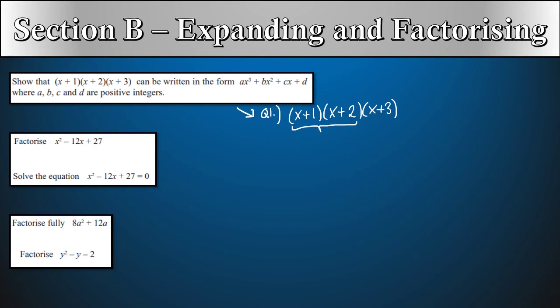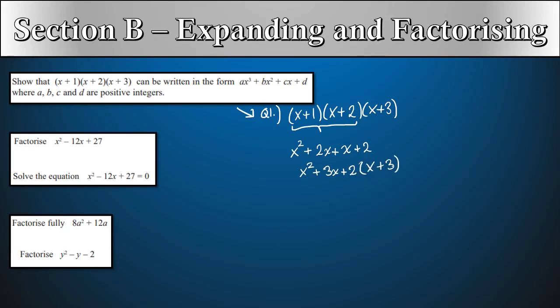So if I expand this double bracket first, so x times x is x squared, then x times 2 is 2x, 1 times x, that's x, and then finally 1 times 2 is plus 2. So all I need to do here now is clean this up, simplify it, and then we're going to times it by x plus 3. So this will just simply be x squared plus 3x plus 2, and we're timesing all of this by x plus 3.